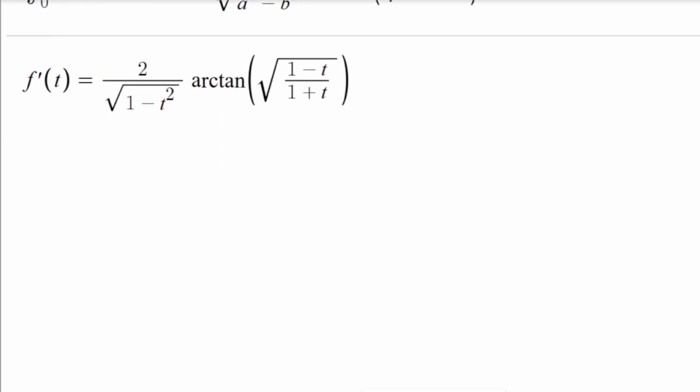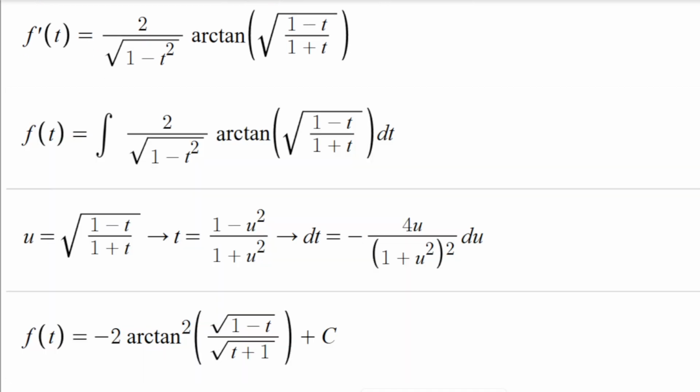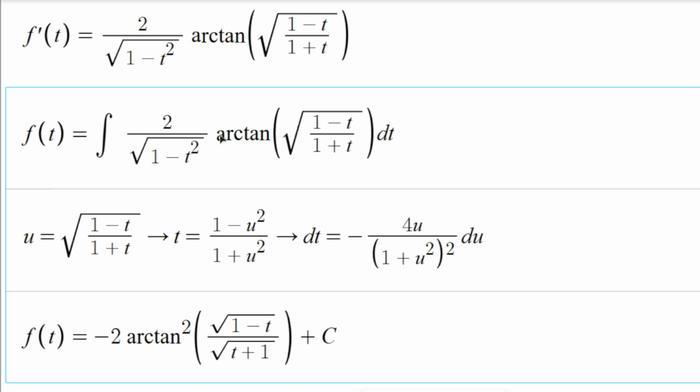So next, we want to get back to f of t. So all we need to do is integrate f prime of t. Now f prime of t is this, so we integrate it with respect to t. That doesn't look very easy at first glance, and it's not super easy, but here's a little hint. You can make the substitution u is equal to the square root of 1 minus t over 1 plus t. And that's a pretty common substitution for certain forms of integrals. A big clue is that we have that right here, so it kind of jumps out at you.